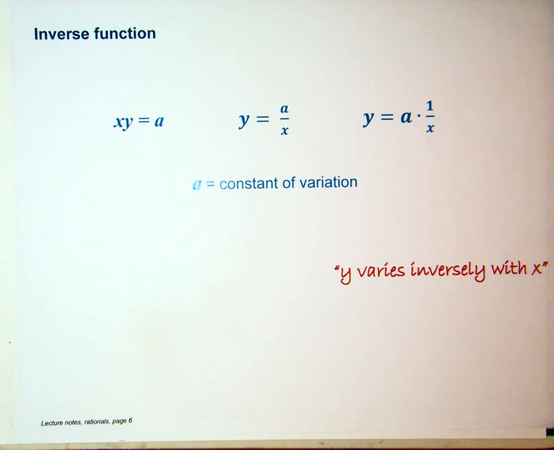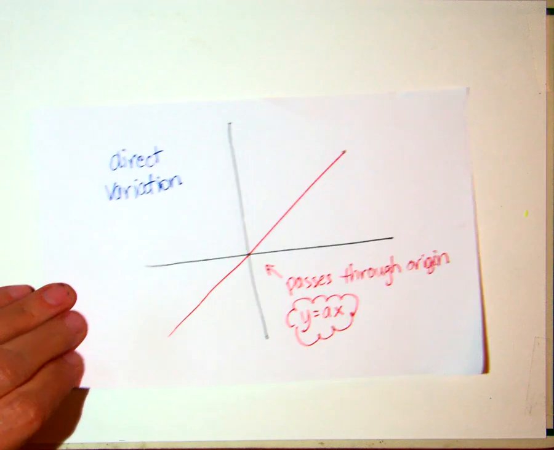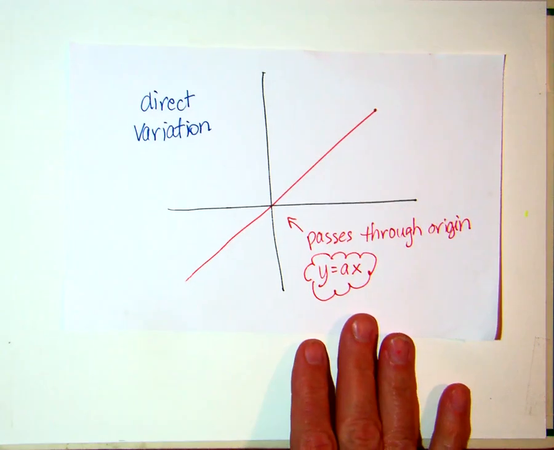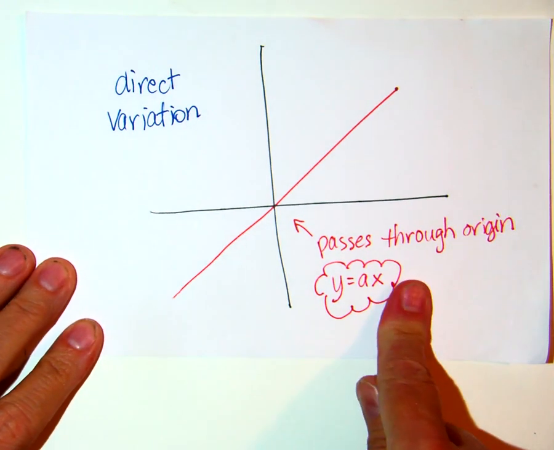Remember, we had some problems before where we said y varies directly with x. That was direct variation, and it looked like this. Recall direct variation. That's just slope-intercept form with no intercept but 0.